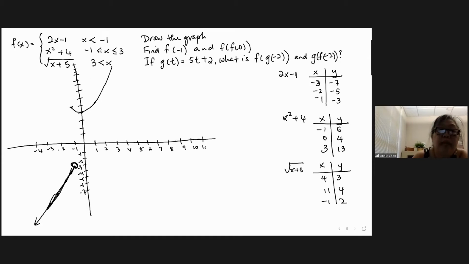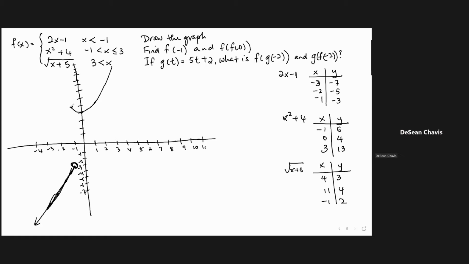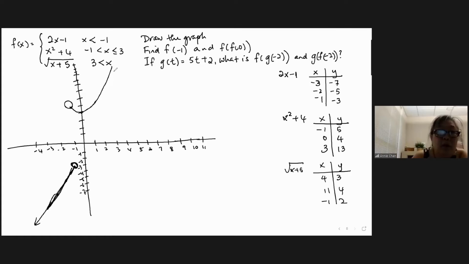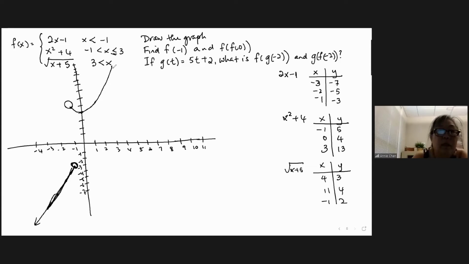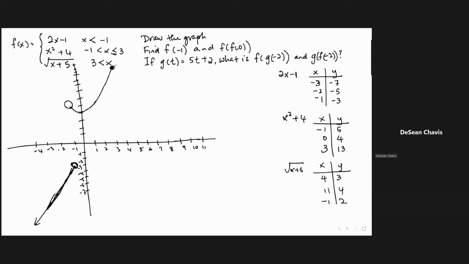Do I include -1? No, I don't. So what do I put here? An open circle. And then all the way up to 3, which touches 13. So pretend this is 13 here. What do I put at this end? It includes 3, so a closed circle, the filled-in balloon.